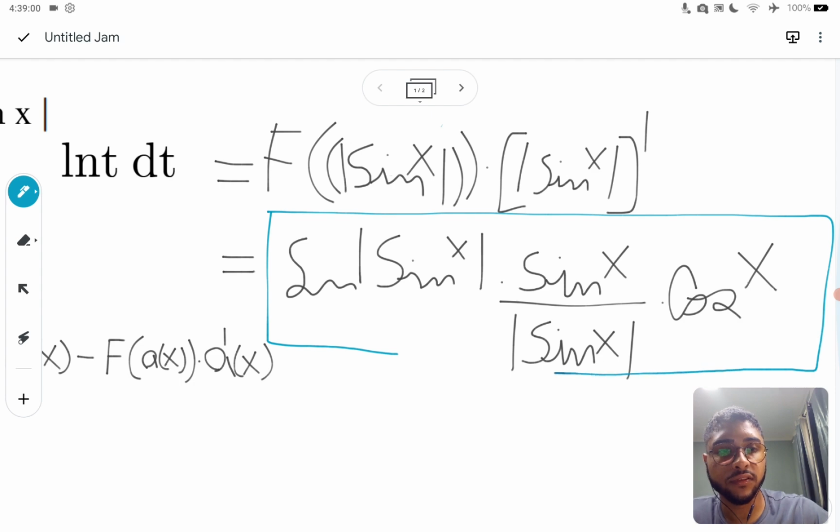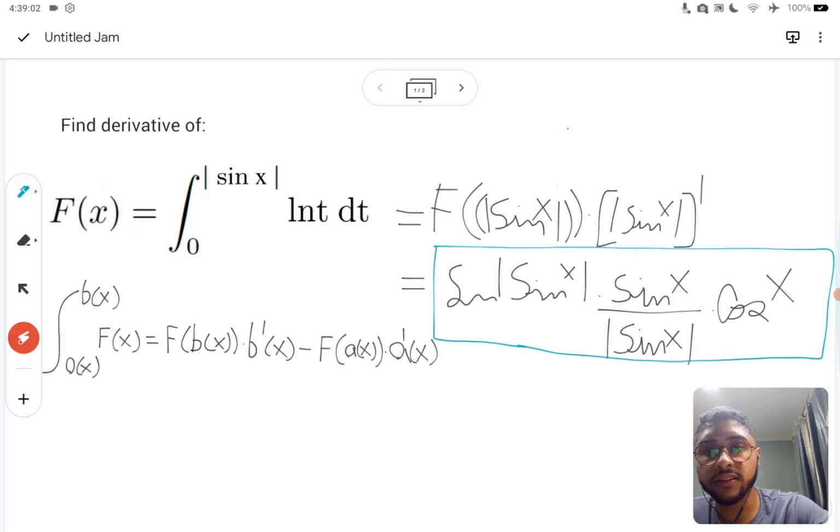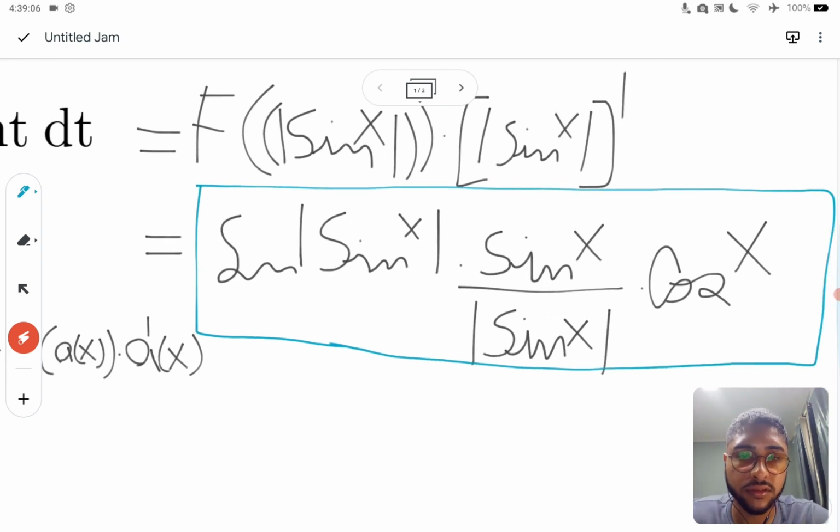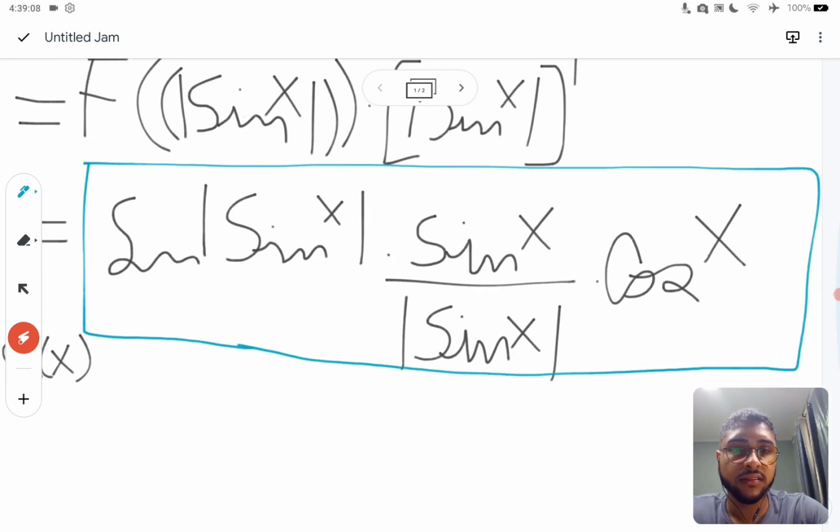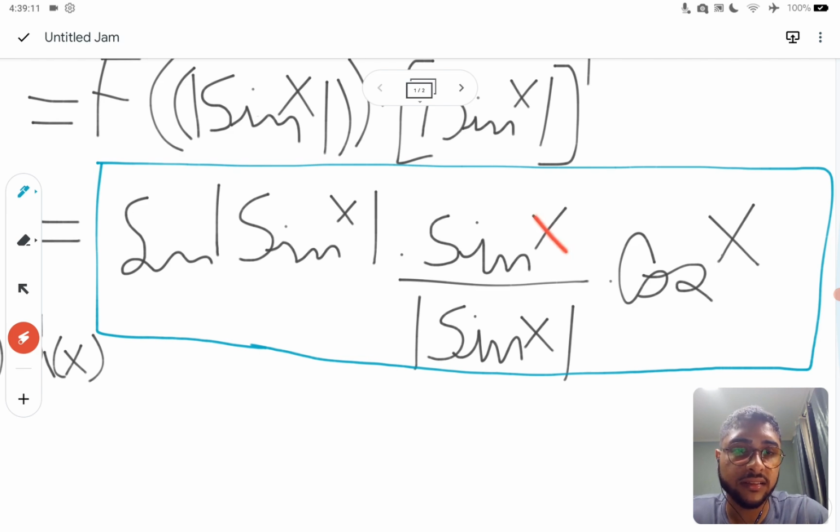The derivative of f(x) here is ln of the modulus of sine x times sine x over the modulus of sine x times the cosine x. This is our final answer. Hope it helped you.